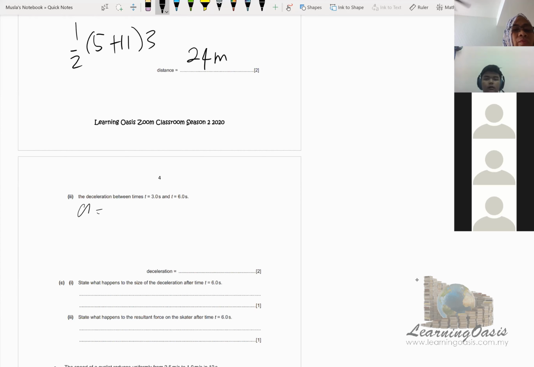Negative. a equals to v minus u over t. v equals to 5, u is 11. 5 minus 11 over 3 equals to negative 2 meter per second square. Right, deceleration has got to be 2 meter per second square. Now, what happened to the size of the deceleration after t equals to 6?